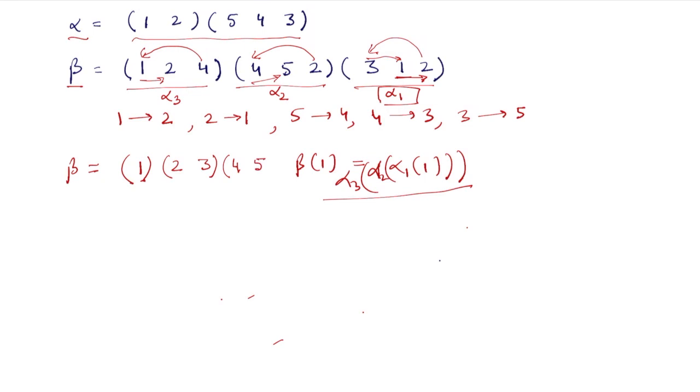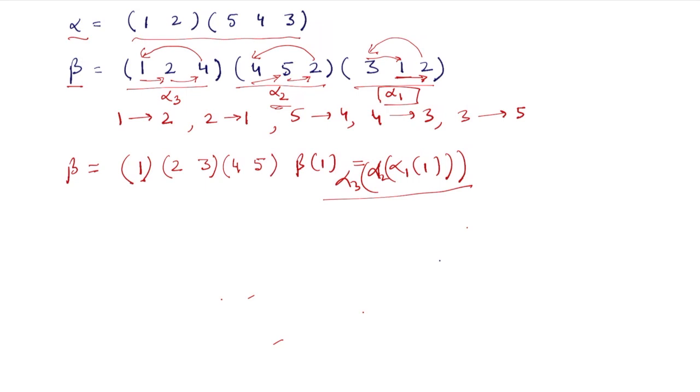Now let us check the symbol 5. Under alpha 1, 5 goes to 5. It is not appearing here. Under alpha 2, 5 goes to 2. And in alpha 3, 2 goes to 4. So ultimately 5 goes to 4.